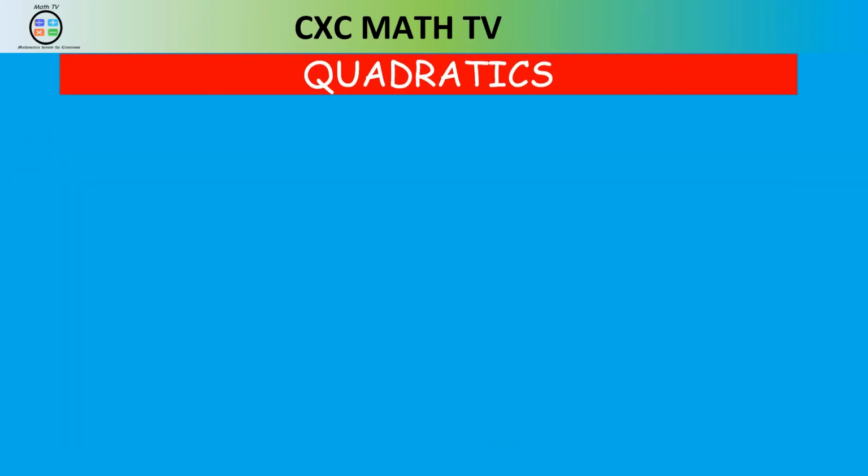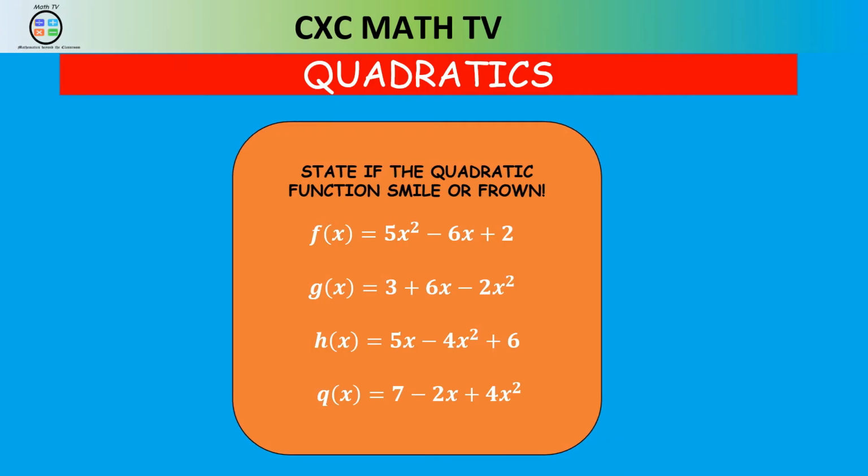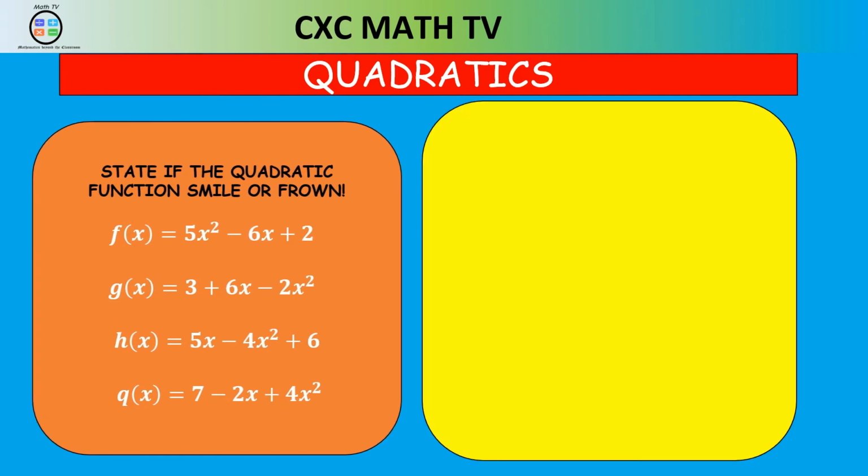Alright, so what I want you to do is to pause the video and state if the function is going to smile or frown. Alright, so the first one, f of x is 5x squared minus 6x plus 2. That is going to smile. That's because a is 5, b is negative 6, c is 2. So the coefficient of x squared is greater than 0. Nice, so that one smiles.